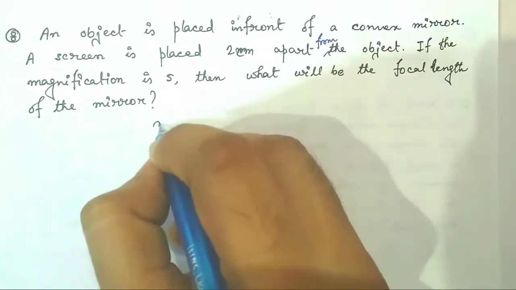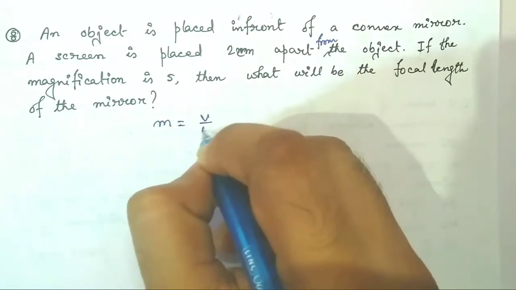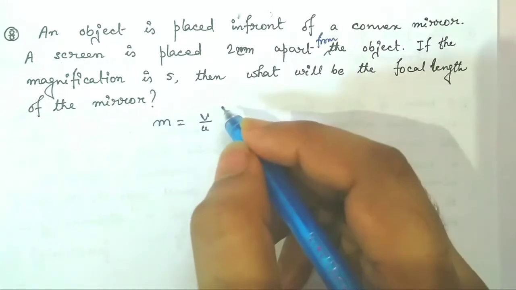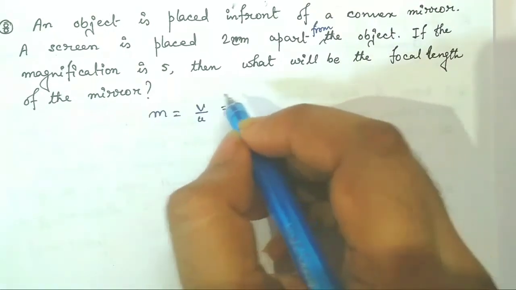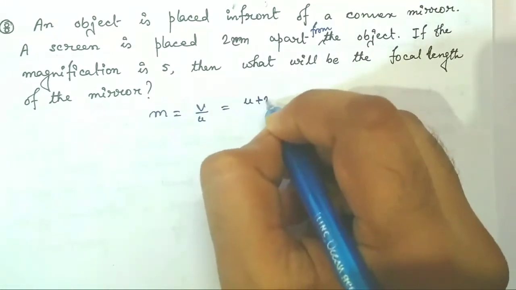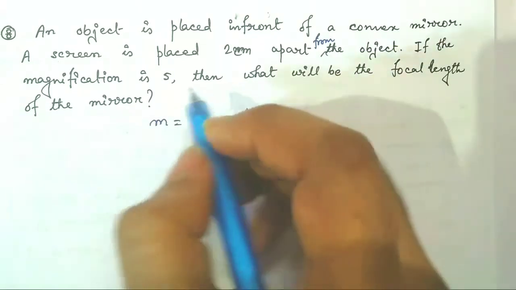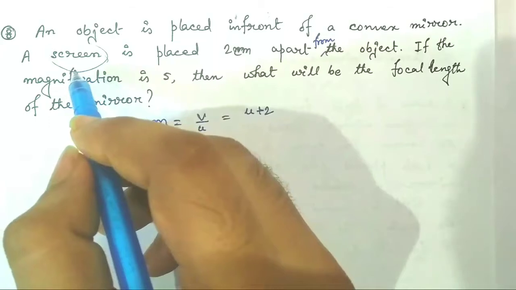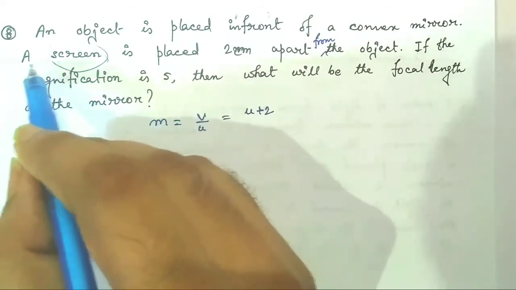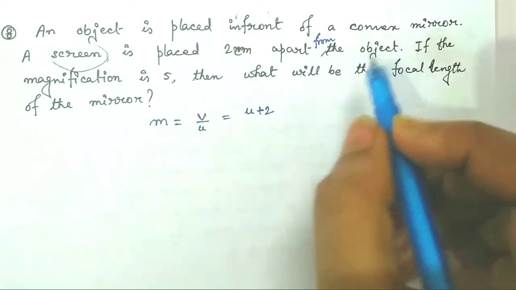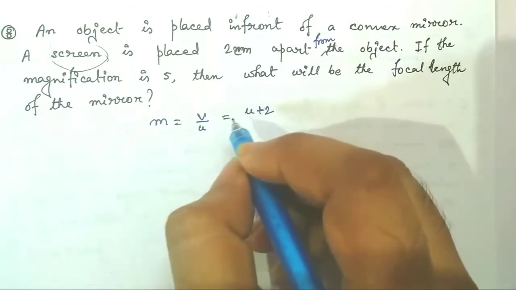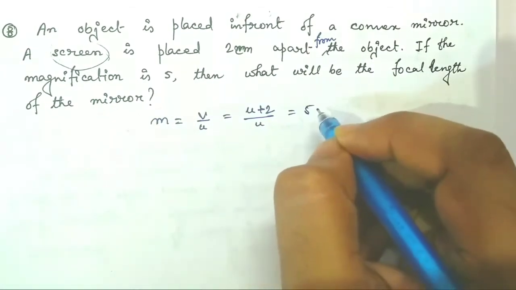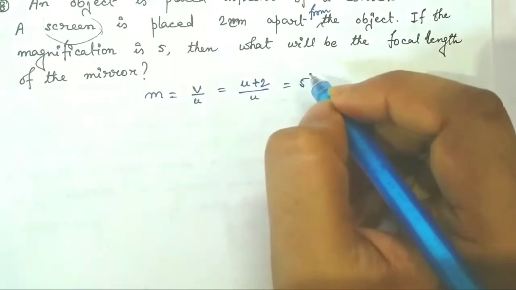Now the magnification m is given by v by u, that is the image distance by object distance. Here the image distance v is given by u plus 2, since the screen is at the image distance, the image will be formed at the screen. A screen is placed 2 cm apart from the object. So v by u will be equal to u plus 2 divided by u. This is given by 5. Now simplify.